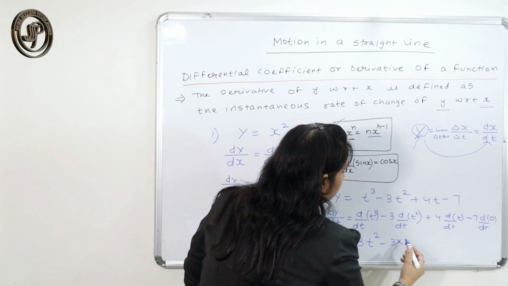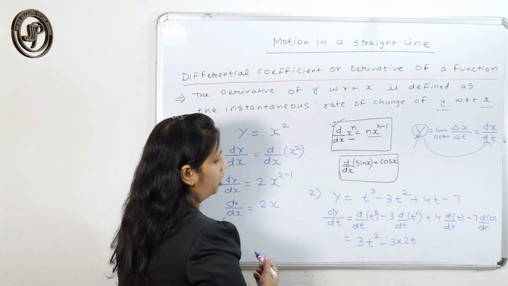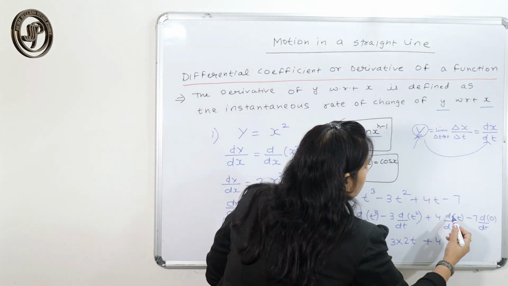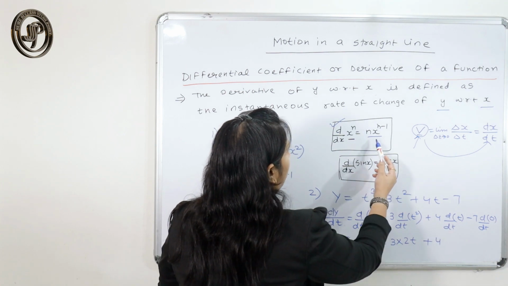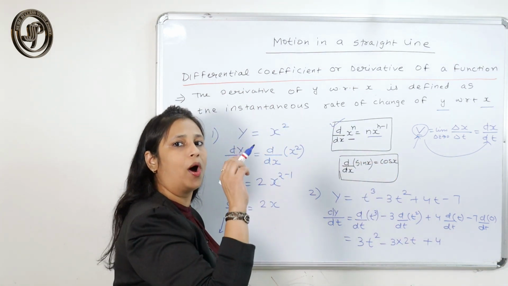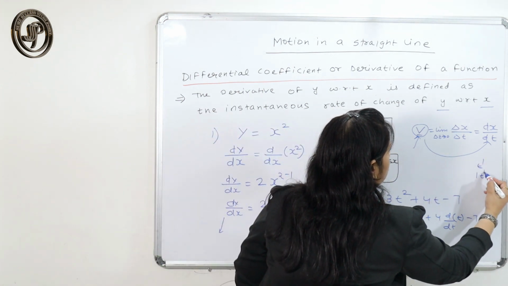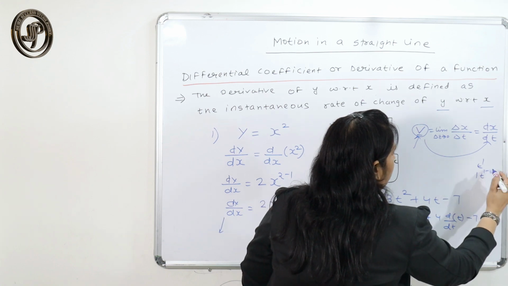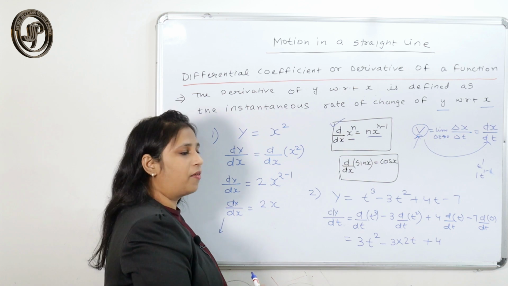So how will you do this? This will be 2t plus 4 times the derivative of t. Here if you apply the formula, you will get 1 times t raised to power 1 minus 1, that is n minus 1. Here your n is 1, so you will get t raised to power 0.